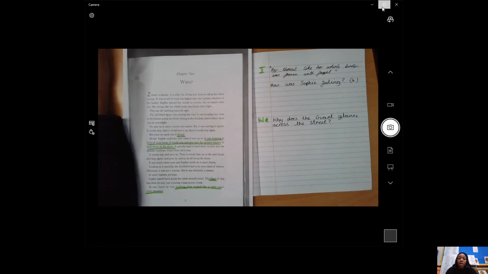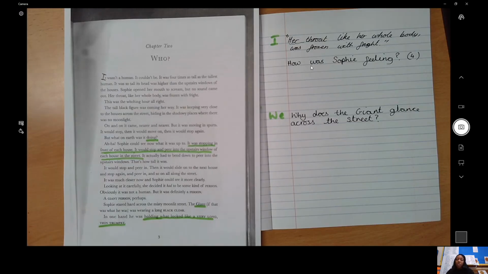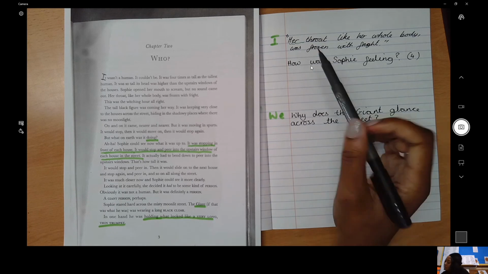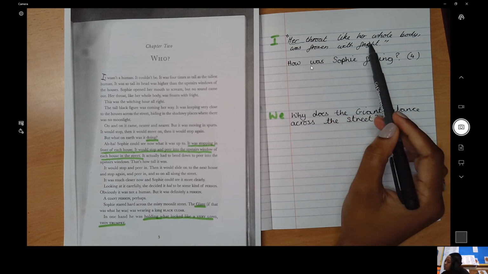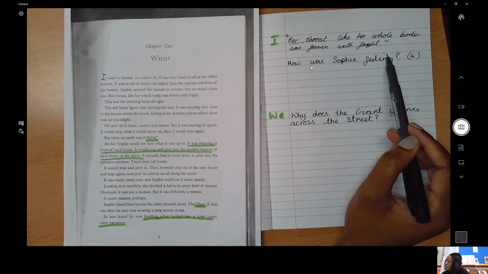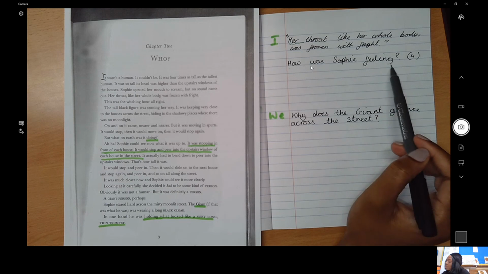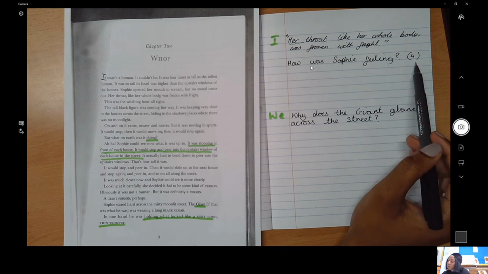So the first thing I'm going to do is read my question. The question says, "Her throat, like her whole body, was frozen with fright." How was Sophie feeling? And I can find this on page 4.